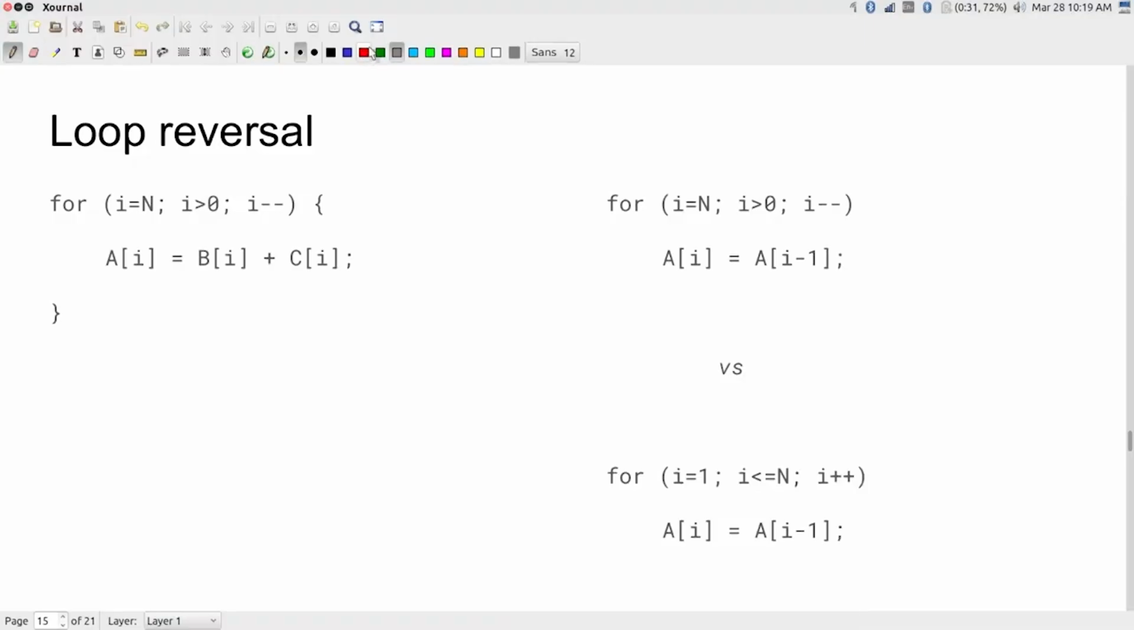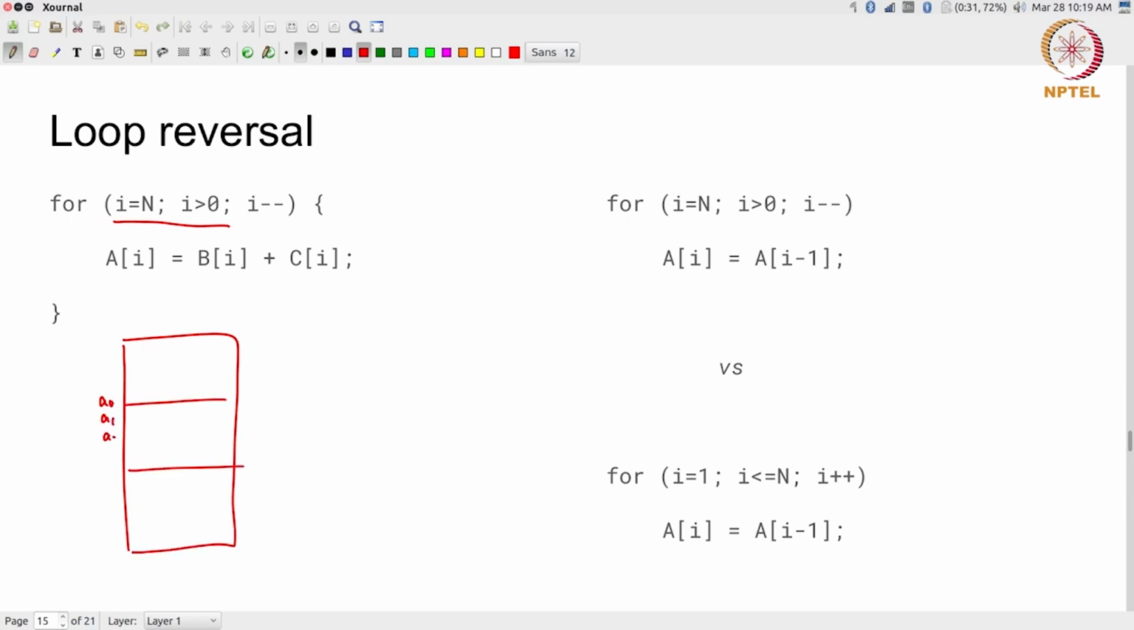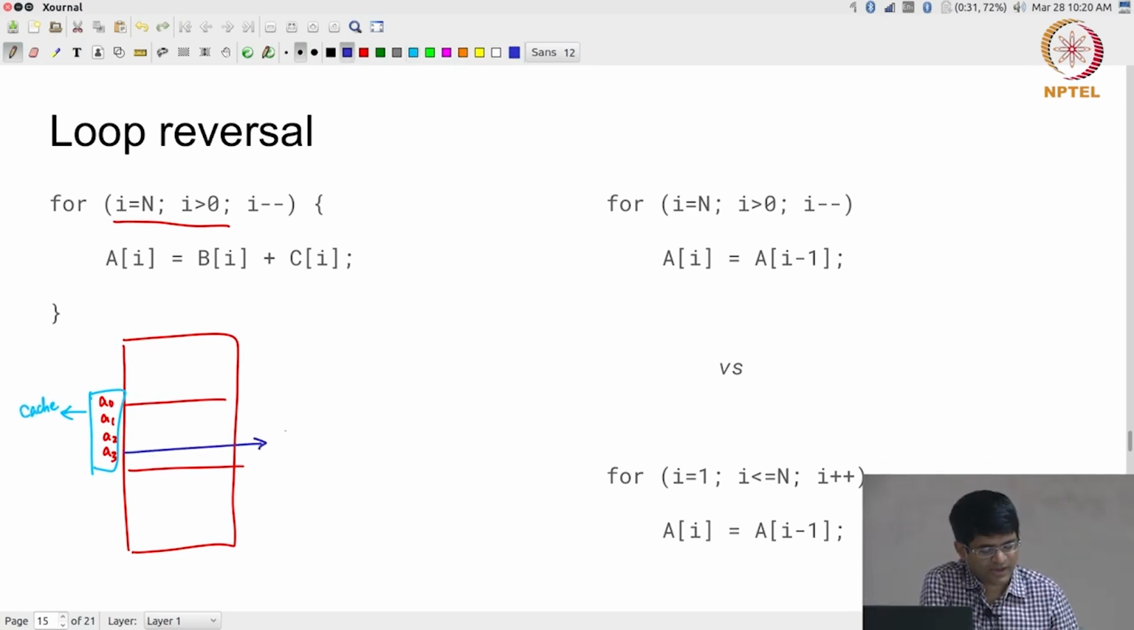Loop reversal is an interesting transformation, again related to the cache in some way. All that it's saying is, if I have i equal to n down to 0, and if I had the memory, let's say this was A0, A1, A2, A3, etc. As far as cache is concerned, this might all be one cache block. But because I read A3 first, it pulls in some data corresponding to A3. Next time around it goes to A2, it pulls in some other data corresponding to A2. They may not correspond properly to the same cache locations, okay?